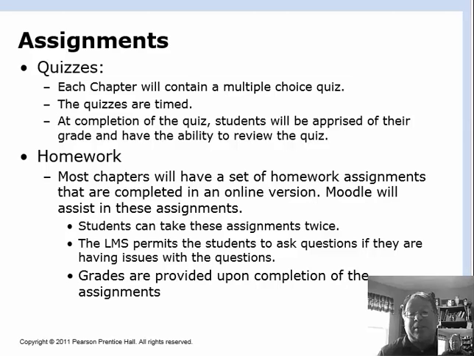The learning management system is actually going to lead you through, if you will, those problems so you can understand how to complete the problem. So there are some components to the learning management system for you to ask questions. You can see a question, you can ask to review a question. If need be, as a last resort, you can send me an email and hopefully I can answer your question. And of course, grades are provided upon completion of that assignment.